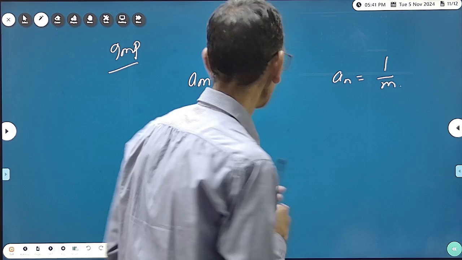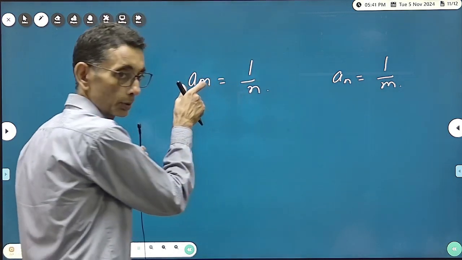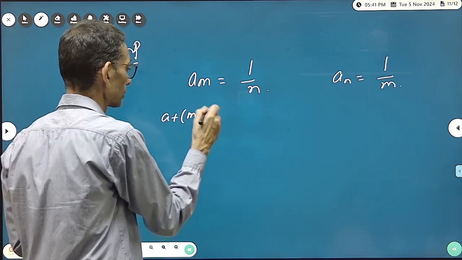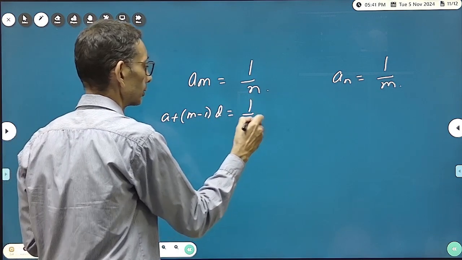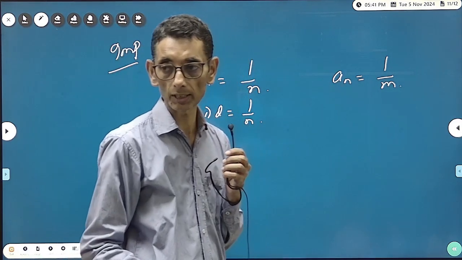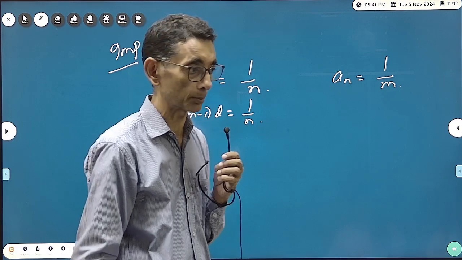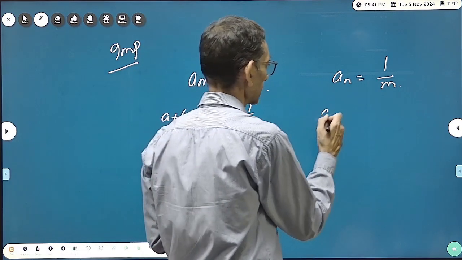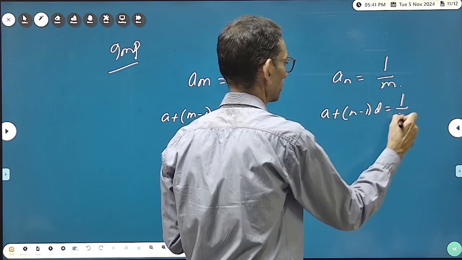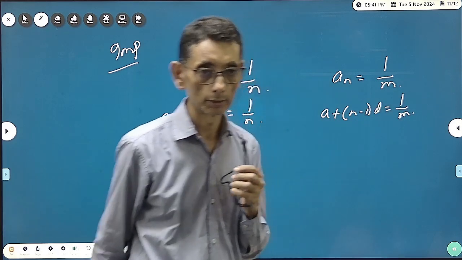Now just write the formula for the mth term: A plus m minus 1 into d, equal to 1 by n. Similarly, write the formula for the nth term: A plus n minus 1 into d is equal to 1 by m. Now subtract.